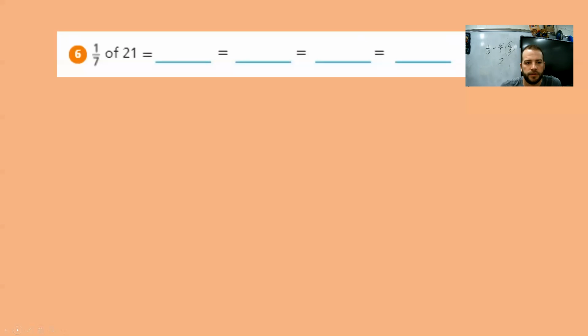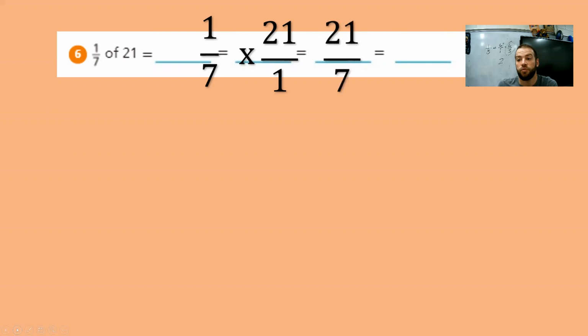Let's go to number 6. 1/7 of 21. Well, let's write 1/7. Let's turn of into multiply. And then 21 is a fraction, so it's 21 over 1 whole. And that answer is 21/7. And 21/7 is 3 wholes. So that answer is 3 wholes.